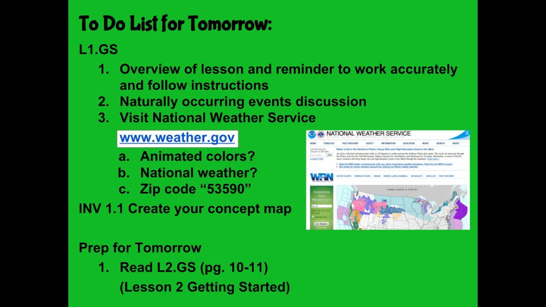Lesson 1, getting started. We're overviewing the lesson, and just a reminder to work accurately. You're going to think about naturally occurring events, and discuss that with your group. You should hopefully visit the National Weather Service and talk about your animated colors, what is national weather and what is local weather. And then you need to create a concept map similar to my track and field one, only you'll be doing weather and climate. When you get all this done today, you should prep for tomorrow.